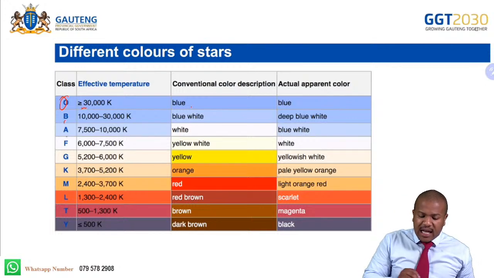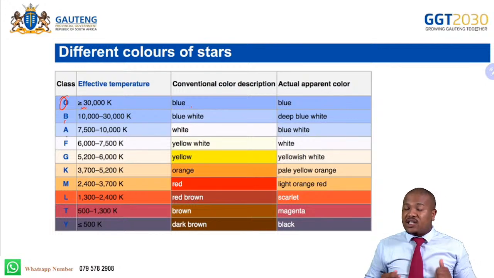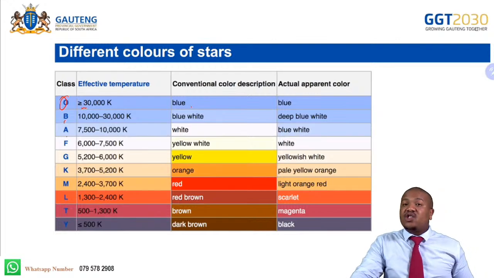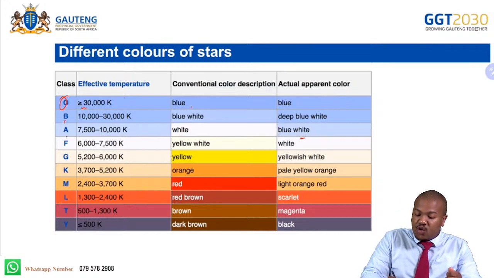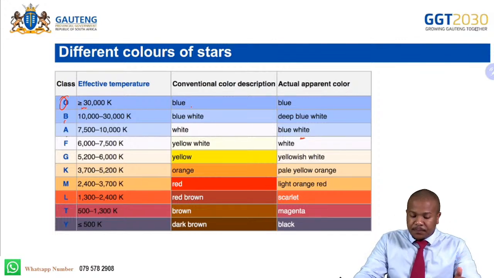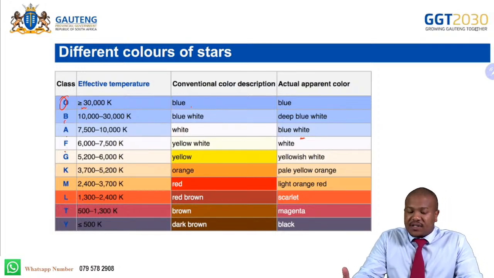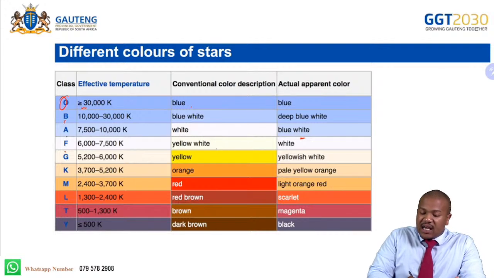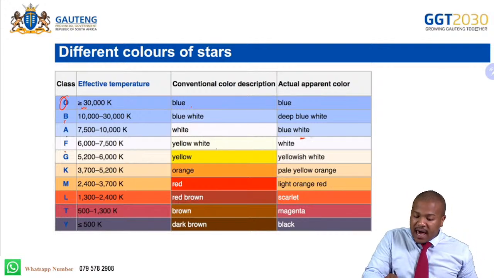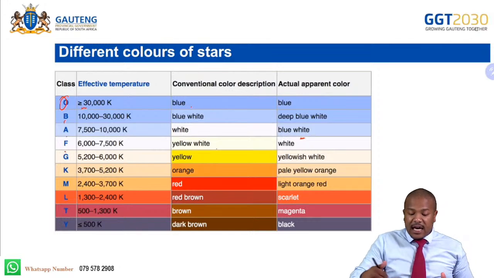So now, at class A, you find stars at temperatures of 7,500 to 10,000 Kelvin. Their conventional color is white, but the color that you and I see is blue-white. Then when you go down to class F, you find temperatures of stars ranging from 6,000 to 7,500 Kelvin. The conventional color there is yellow-white, and the actual color that you and I see is white.